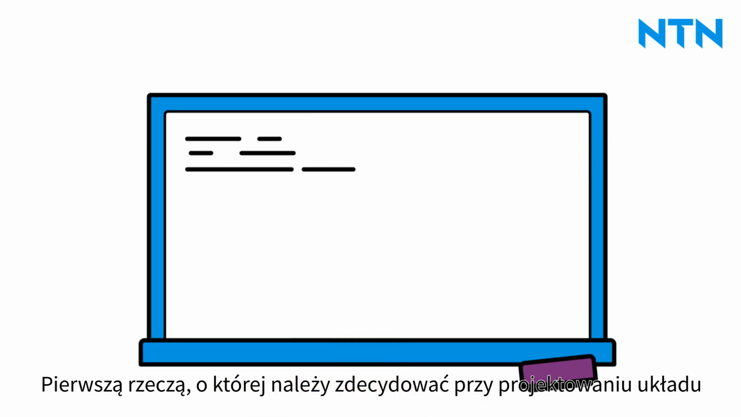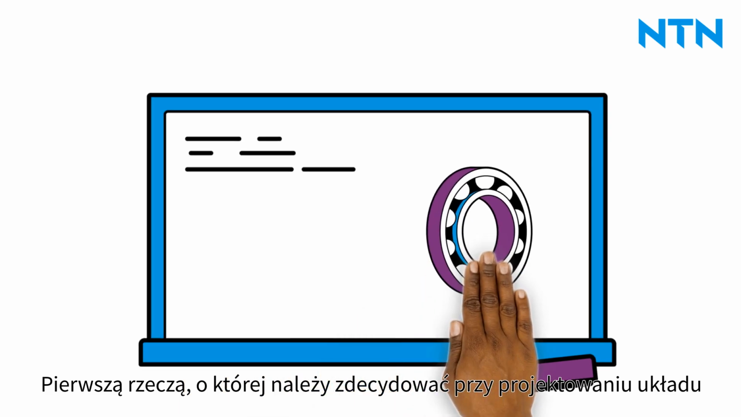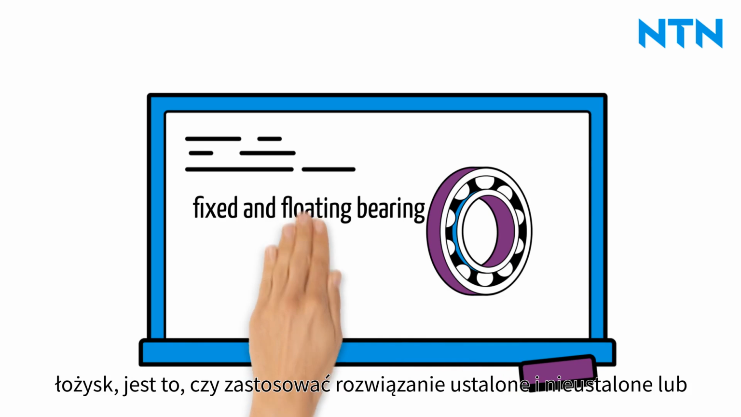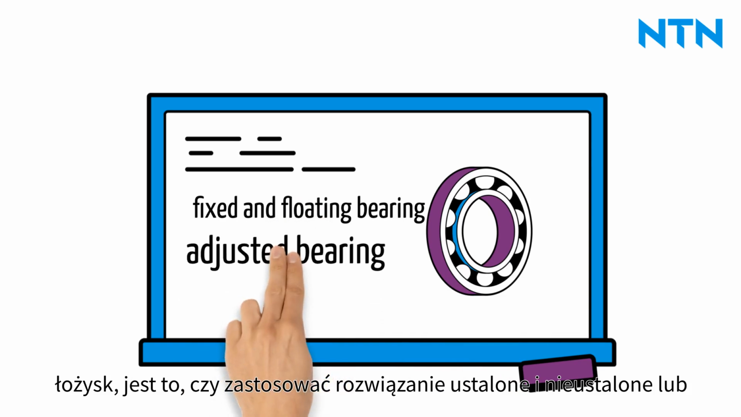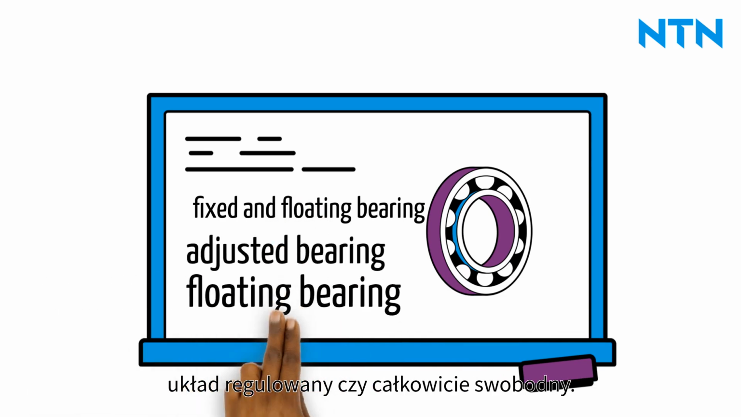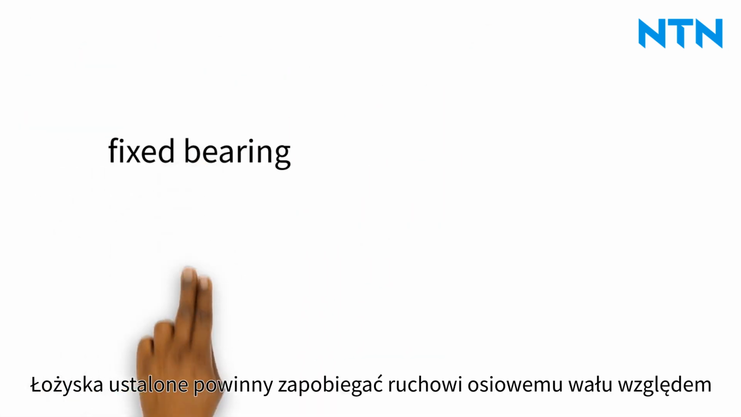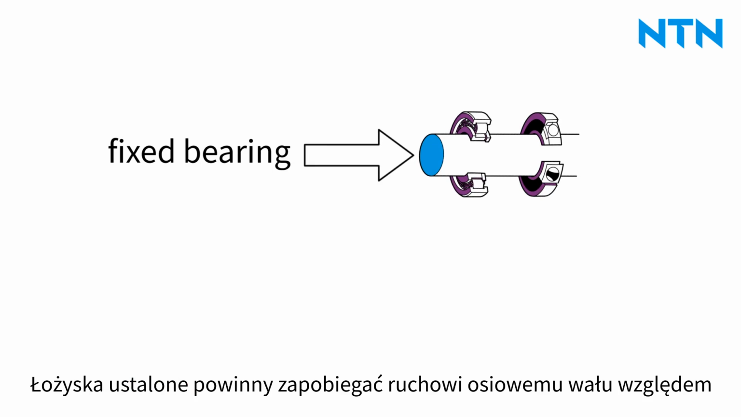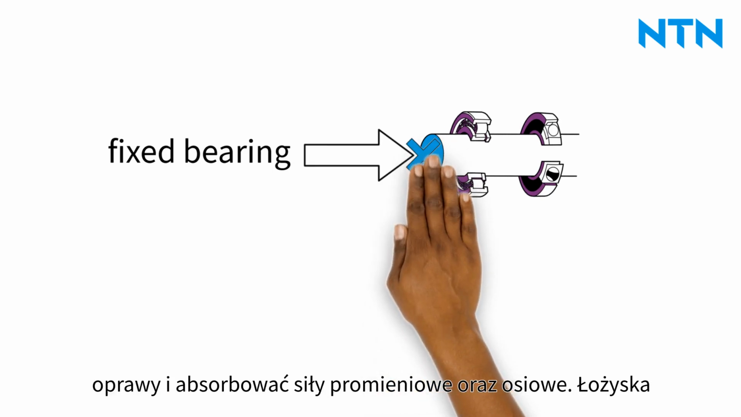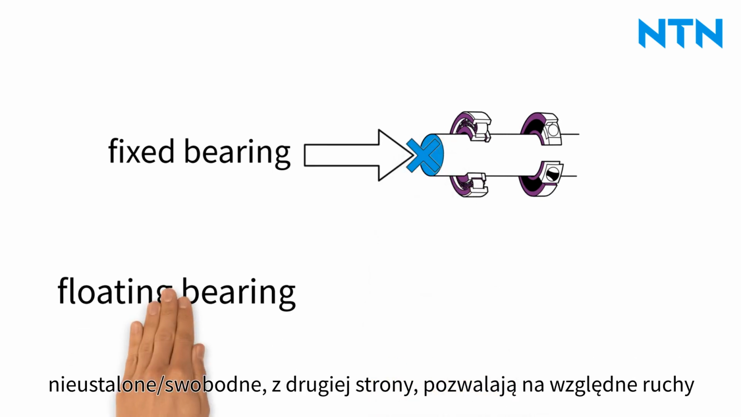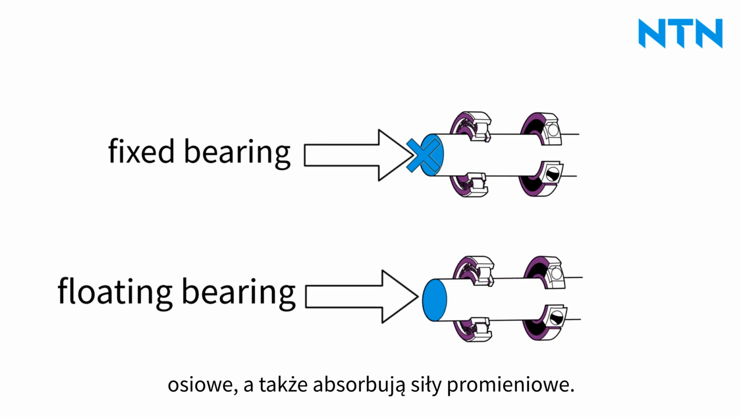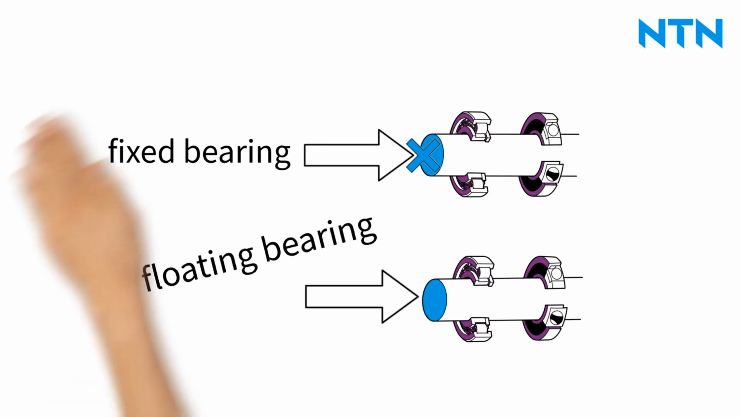The first thing to decide when designing a bearing arrangement is whether to use a fixed and floating bearing arrangement or adjusted bearing arrangement or a fully floating bearing arrangement. Fixed bearings should prevent axial movement of the shaft in relation to the housing and absorb radial and axial forces. Floating bearings, on the other hand, allow relative axial movements and also absorb radial forces.